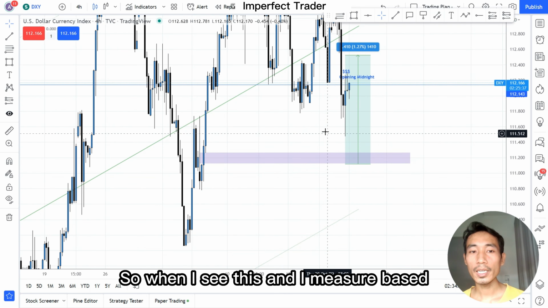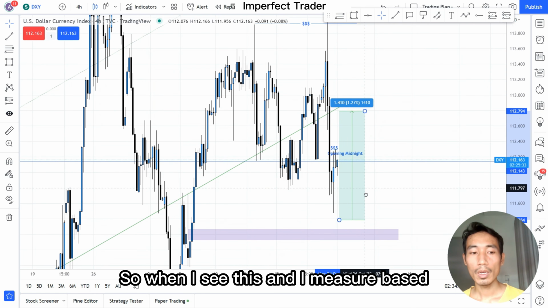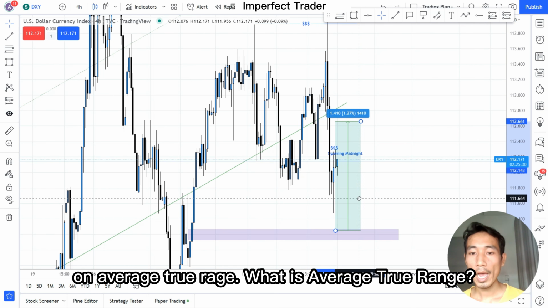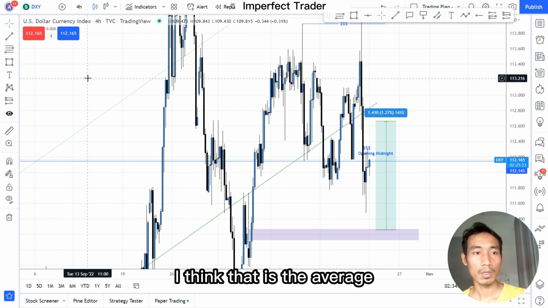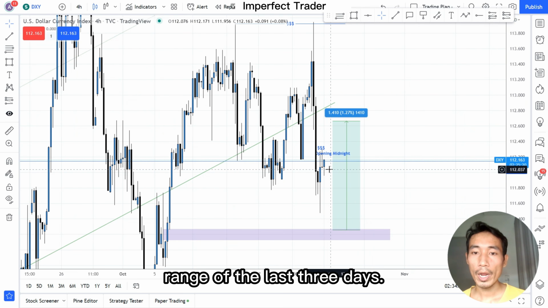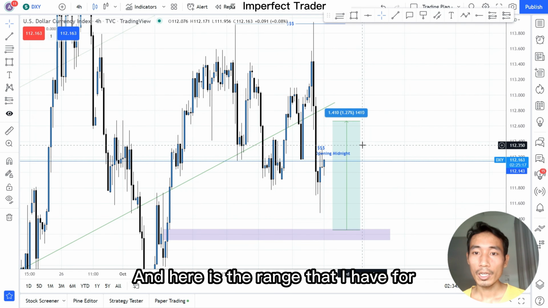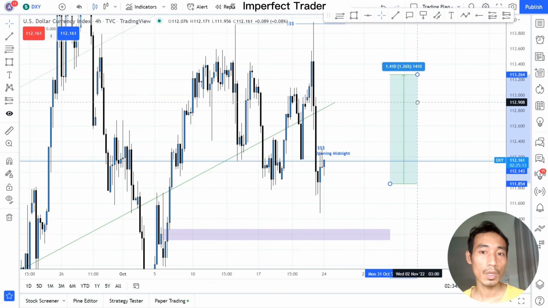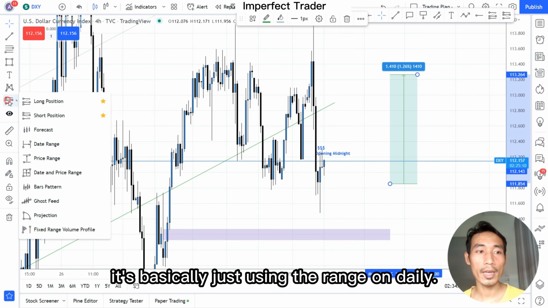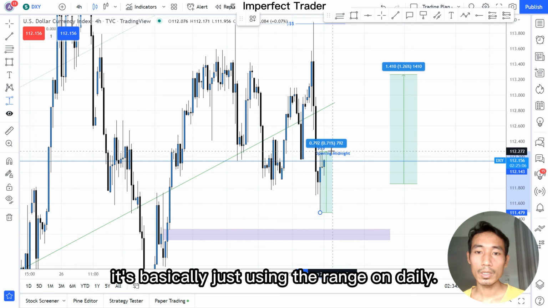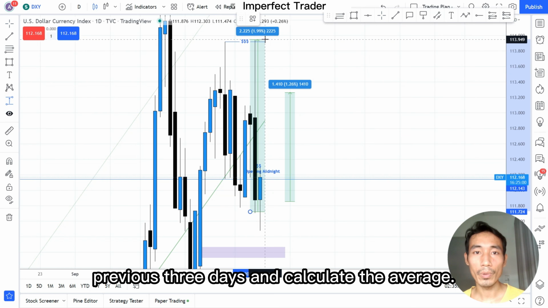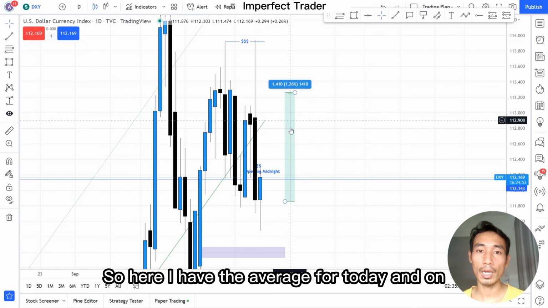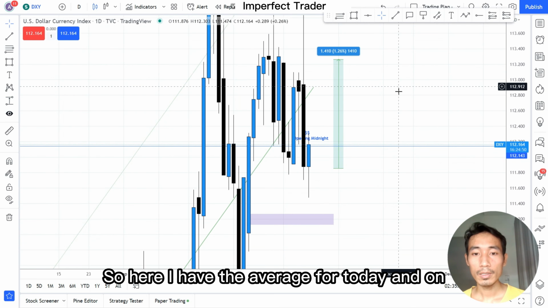Alright, so when I see this, I measure based on average true range. What is average true range? That is the average range of the last 3 days, and here is the range that I have for it. Basically just using the range of each day on daily. So basically just measure the range of the previous 3 days and calculate the average. So here I have the average for today.